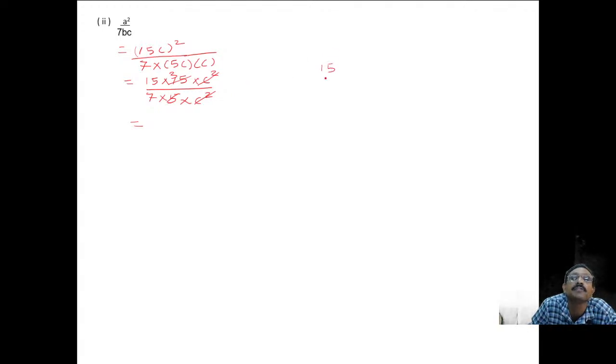15 threes are 15 into 3. 3 fives are 15, 3 ones are 3 and 4, 45. What I got is 45 upon 7. Can I reduce it further? I cannot reduce it further. So I can write 45 is to 7. Very carefully see what values we had over here.